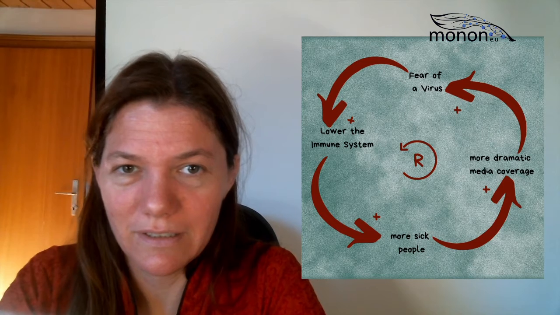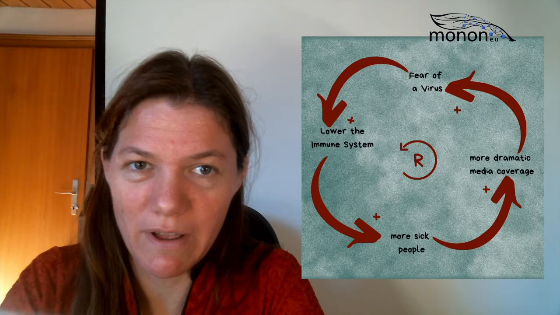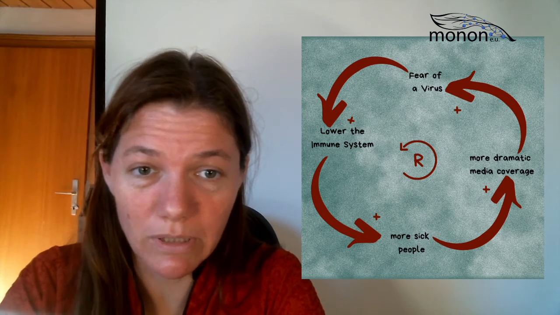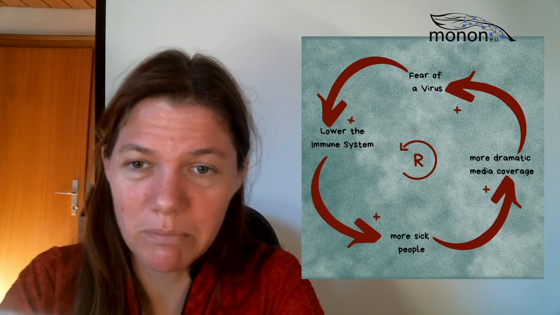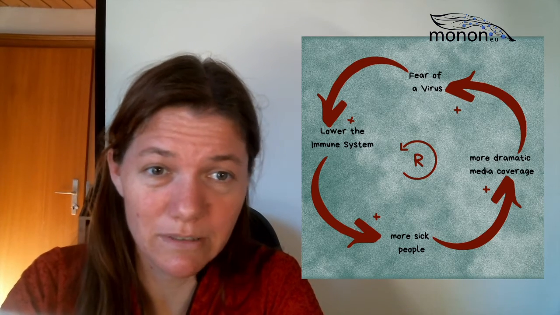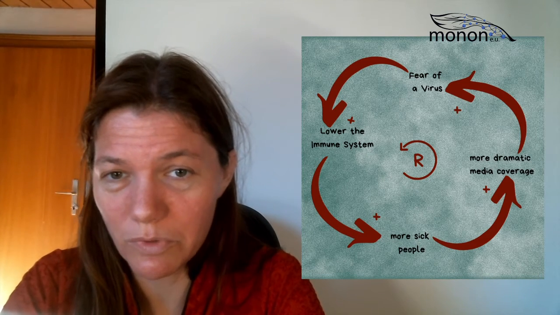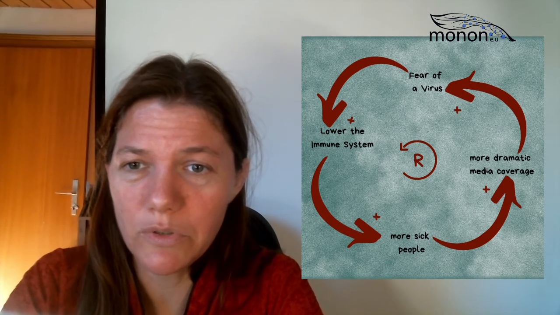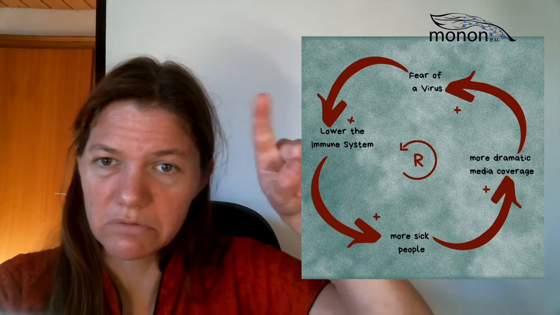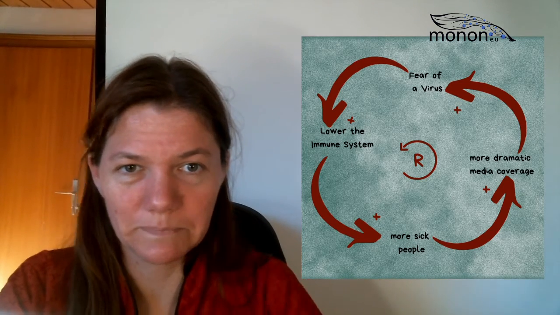Another example, very common to the current time, would be the more fear of a virus people have, the lower is the immune system. The lower the immune system is, the more people will get sick in an overall population. The more people are sick in an overall population, the more dramatic the media coverage will be. And the more dramatic the media coverage will be, the higher will be the fear of the virus. So you see how this is also a reinforcing loop here. I have chosen a different symbol for reinforcing in the middle with the R, and you see it can go round like this, or it can go round like that. It doesn't make any difference for the pattern.